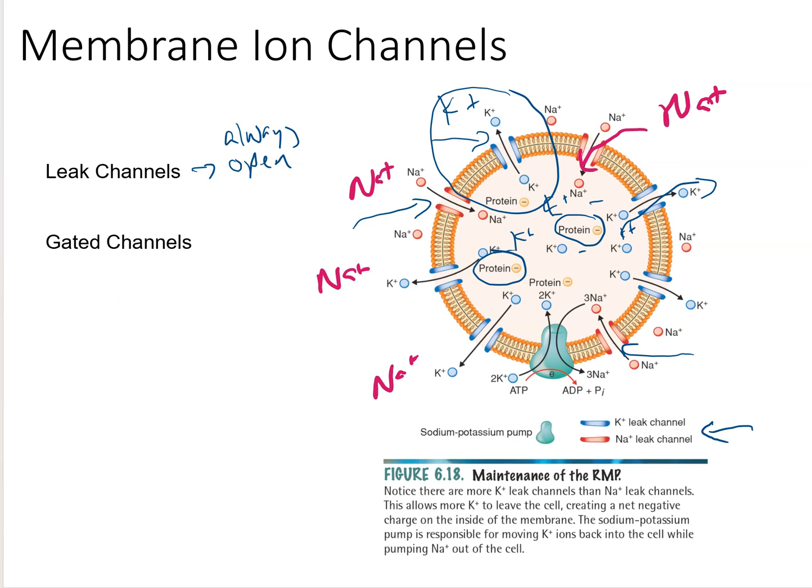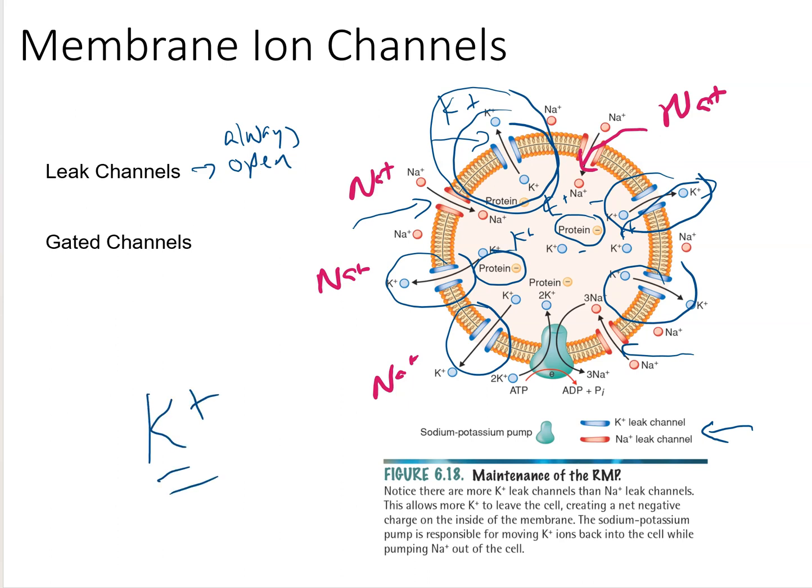The leak channels are always leaky. Now, if you look at this picture, you might notice that there's a lot more leak channels for potassium than there are for sodium. And so we say that the cell membrane is more permeable to potassium than it is to sodium because there's more leak channels. So more potassium can leak out than sodium can leak back in.